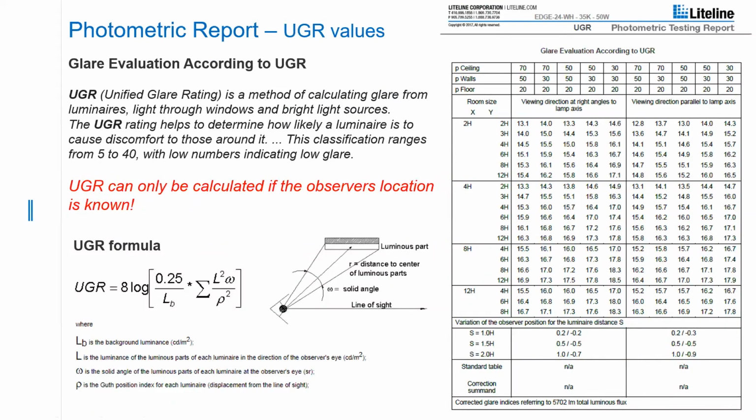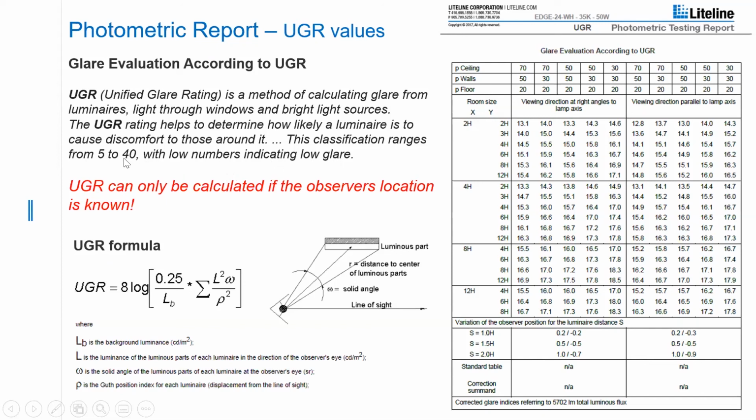All right, and the last page that you find on our photometric reports are the UGR values. The glare evaluation for unified glare ratings is a complicated subject and can really only be performed if the observer's point of view is known. So the data we provide is on the fixture. Once we have location data on the observer, here's the formula for calculating the unified glare rating. So that's a number that's typically expressed from 5 to 40, with the lower number indicating lower glare.